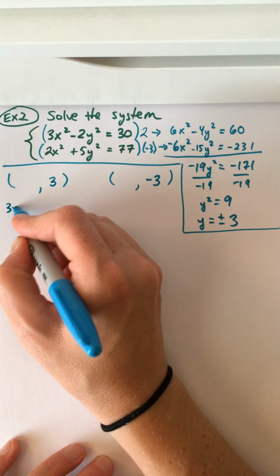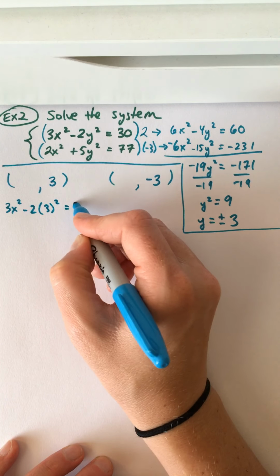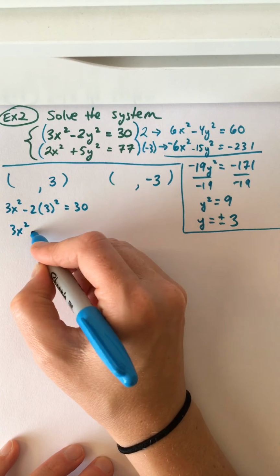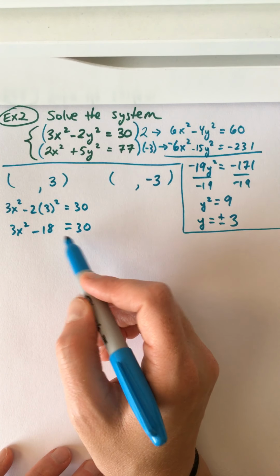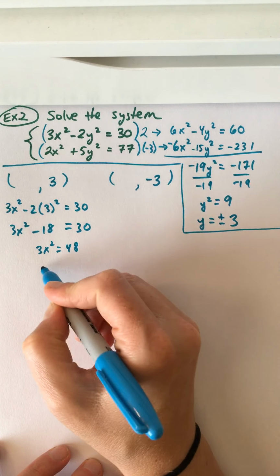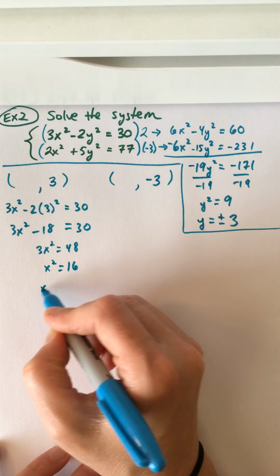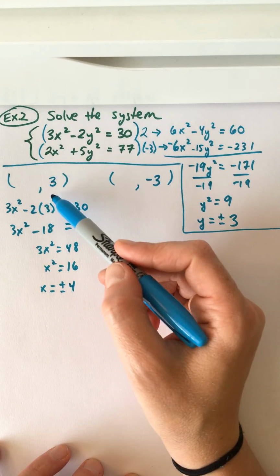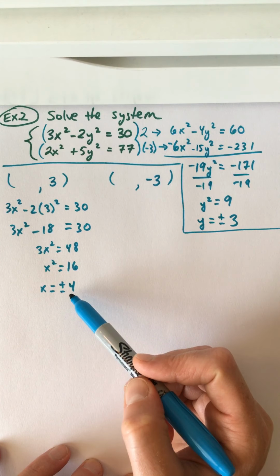That top equation has 3x squared minus 2y squared, so 3 squared, equals 30. Simplifying, 3 squared is 9 times 2 is -18. I can add 18 on both sides. Adding 18 on both sides, I would get 3x squared equals 48. And then we can divide by 3 on both sides, and x squared equals 16. Well, if x squared is 16, then x can either be positive or -4. So we just found out that when y is 3, x can be either positive or -4.